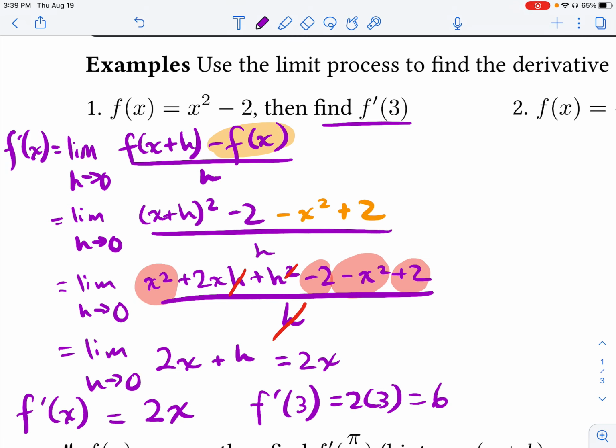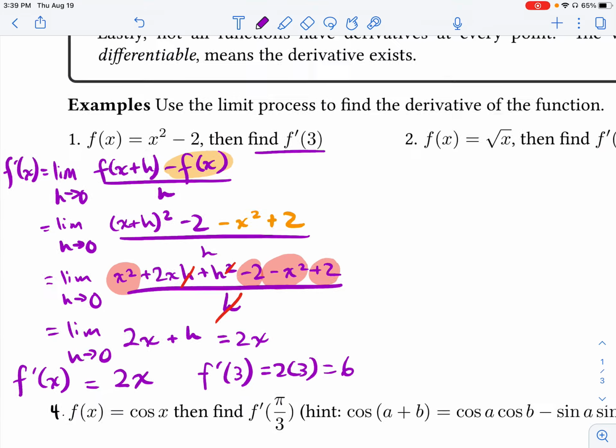So make sure we understand what's happening here. We are saying that the derivative of this function is 2x. That is to say, the derivative of f of x is a function that tells us the slope of the tangent line at any given point. And I can use that derivative to find the specific slope of the tangent line at the point x is equal to 3, which we found was equal to 6.